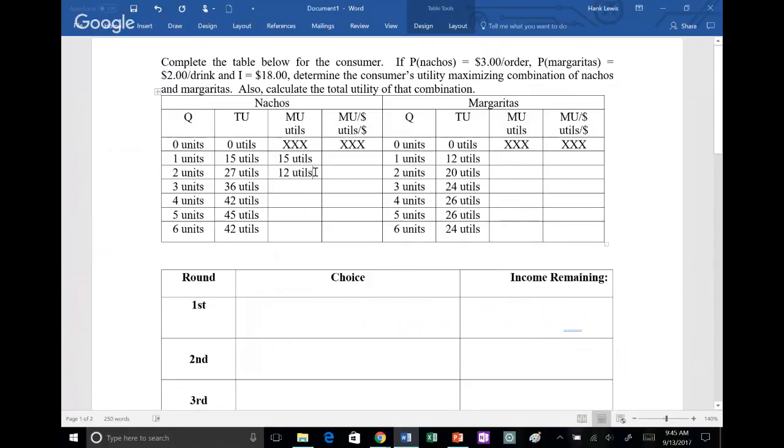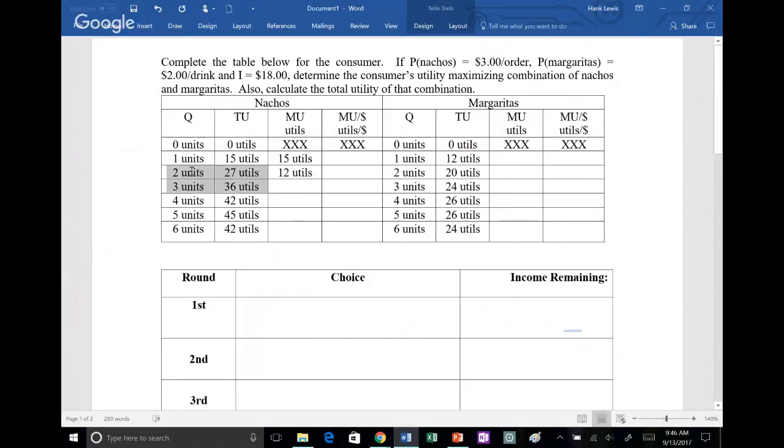Now let me explain to you what these mean here. In this row where 2 plates of nachos have been bought and consumed, the total utility from buying and consuming both plates is 27 utils. However, just the second plate by itself provides 12 utils. Remember, marginal utility is additional utility received from consuming an additional unit of a product or a service.